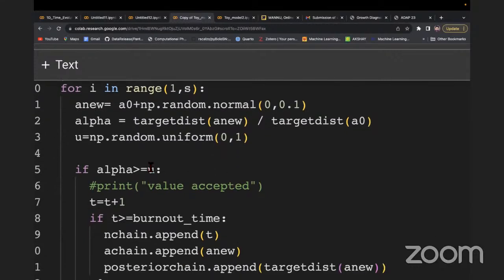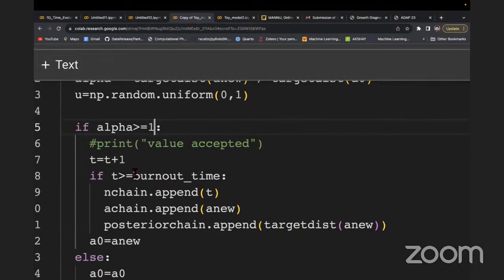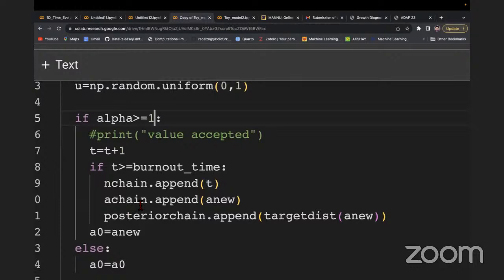Now I'm saying if alpha is greater than u, and if I want to write my code, alpha is greater than 1. This is the acceptance-rejection algorithm right now. If alpha is greater than 1, what am I doing? I am adding t equal to t plus 1, and then I am appending these points in the chain. You know what the append command is? Have you done the append command? Those points you are accepting, you are appending in a list. The append command works for lists, not for arrays in Python. But we are working with lists only.